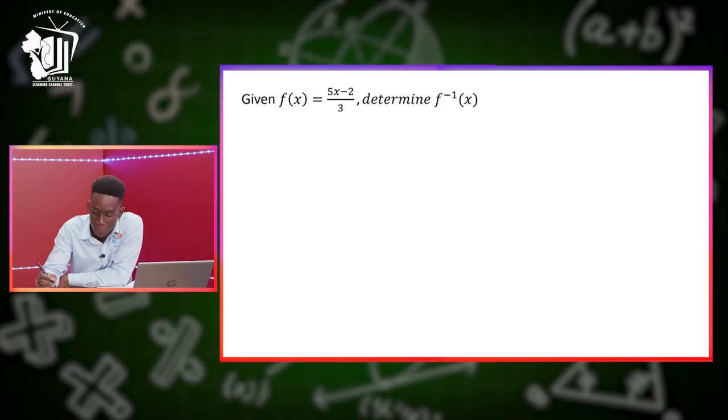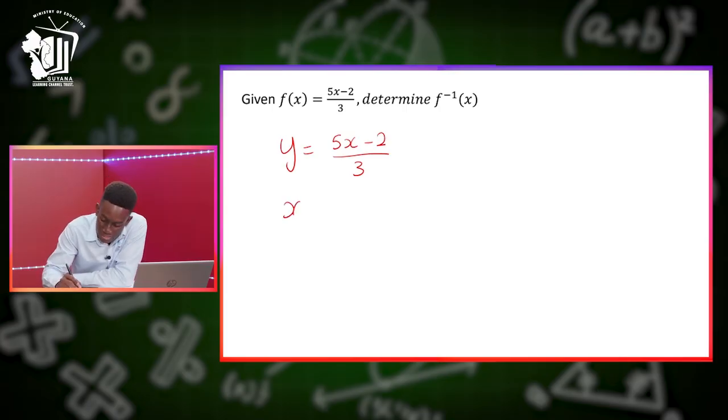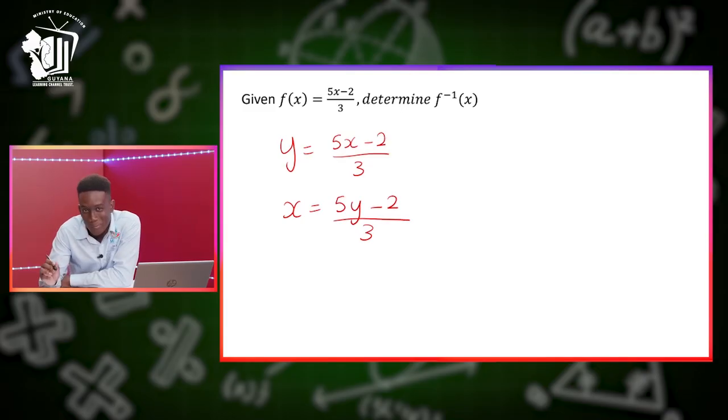So step 1, we replace f of x with y. So you'll have y is equal to 5x minus 2 all divided by 3. Step 2, we interchange the x and the y. So wherever we have x, we'll put y. Wherever we have y, we'll put x. So this will be x is equal to 5y minus 2 all divided by 3. And then the big step, we make y the subject of the formula.